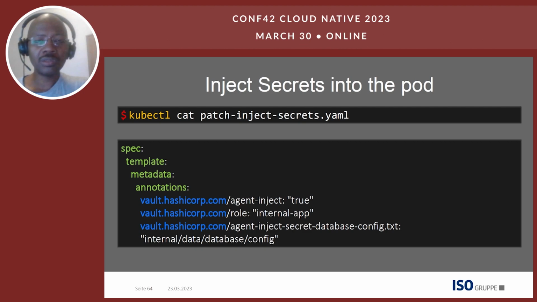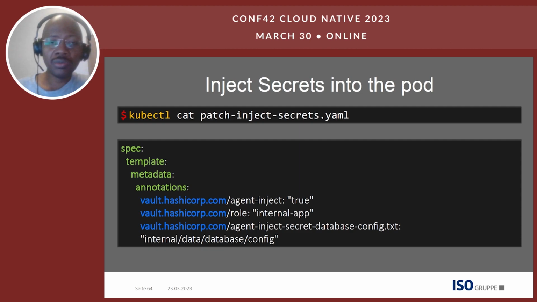the pod. To do that, I will patch my previous deployment using this new manifest. And all we can see here is that in this patching, I'm simply adding a bunch of annotations that are all prefixed with vault.hashicorp.com, and then I have various properties associated with this prefix.